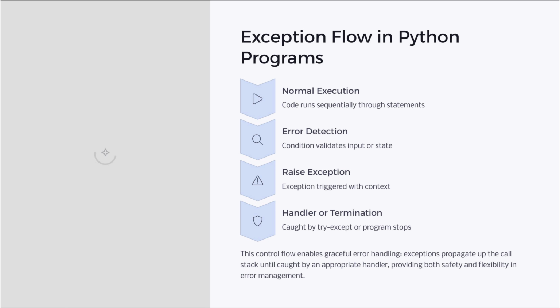In Python, exception flow begins with normal execution, where code runs sequentially. When an error is detected, an exception is raised, providing context. This exception is either caught by a try-except block or causes program termination. This flow ensures errors are managed gracefully, allowing exceptions to propagate until an appropriate handler addresses them.